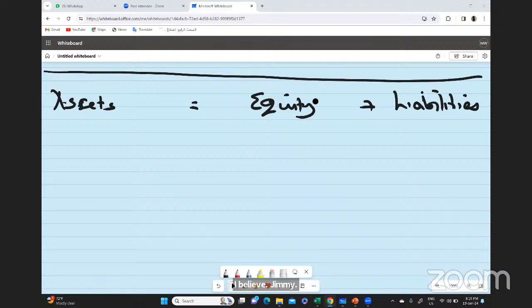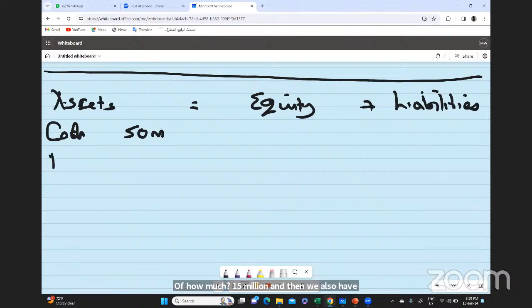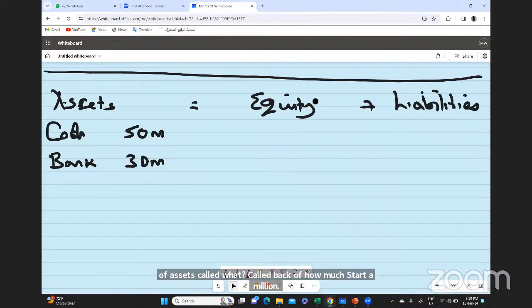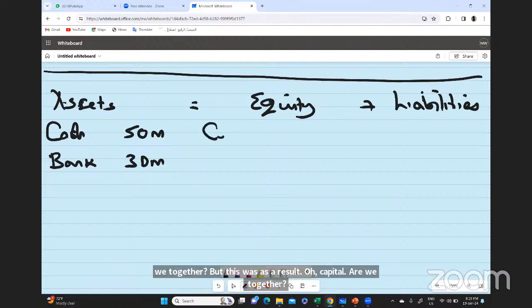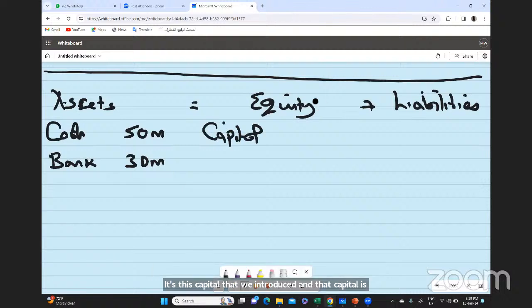So assets. From that transaction, we have gotten an element of assets called cash, of 50 million, and then an element of assets called bank, of 30 million. Are we together? But this was as a result of capital. It is capital that we introduced, and that capital is equity.